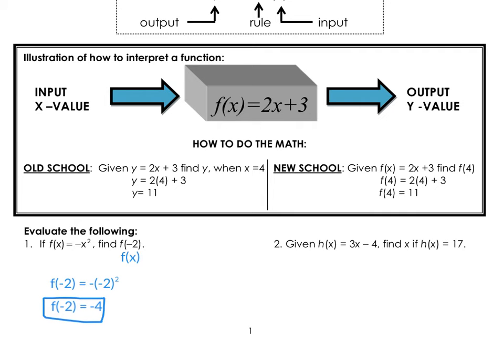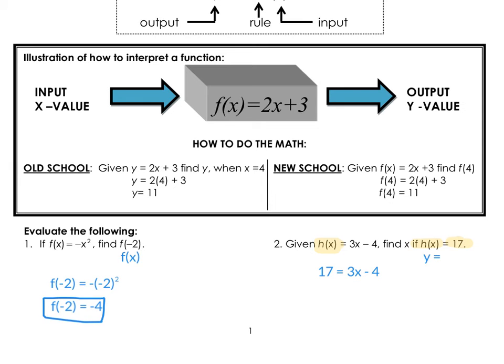Okay, let's try the next one. So this one, they say, given h of x equals 3x minus 4, so that's our function, find x when h of x equals 17. So this time I don't know x. They're telling me I have to find it. That'd be silly if they told me the answer. Remember, h of x is just a fancy way of saying y equals. So this time, wherever I see h of x, that's where I substitute in the y value. So instead of writing h of x, I'm going to put 17 in place of that.